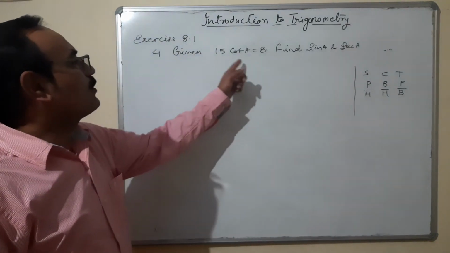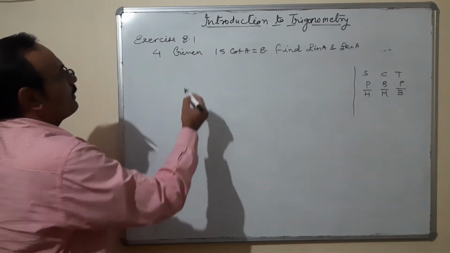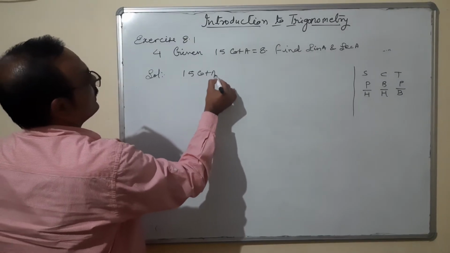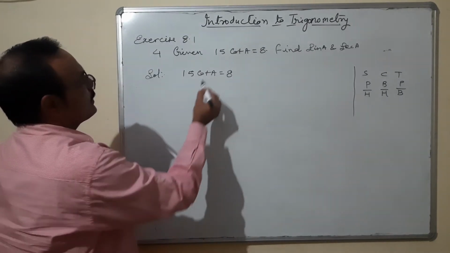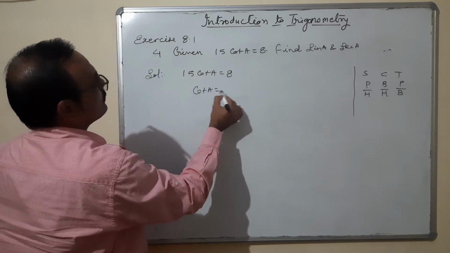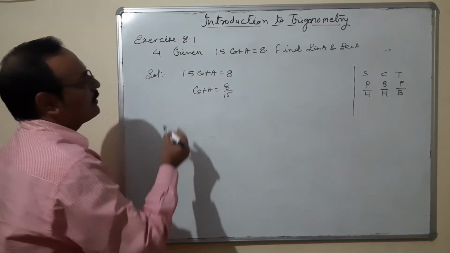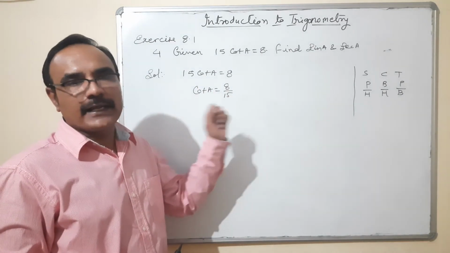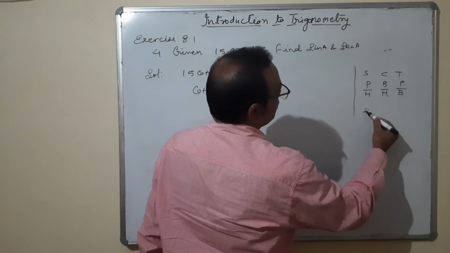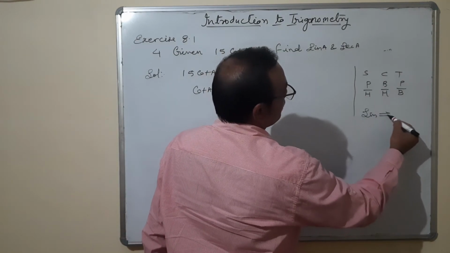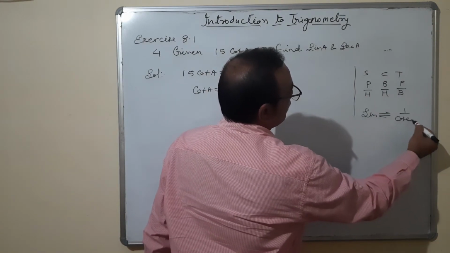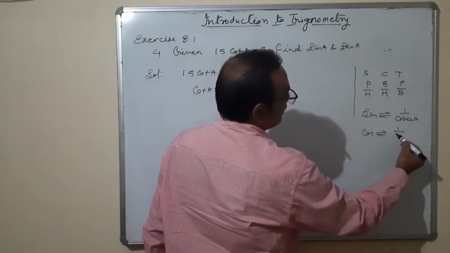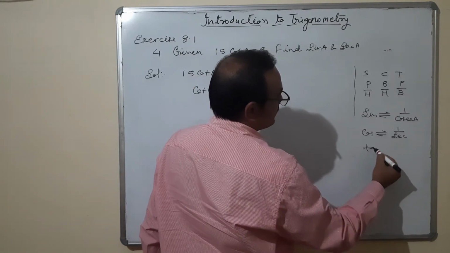It is given 15 cot A is equal to 8. What is given? 15 cot A is equal to 8. That means cot A is equal to 8 upon 15. Cot is the reciprocal of tan. Here I am writing the reciprocals also. The reciprocal of sine is cosec. Reciprocal of cos is sec. And reciprocal of tan is cot.